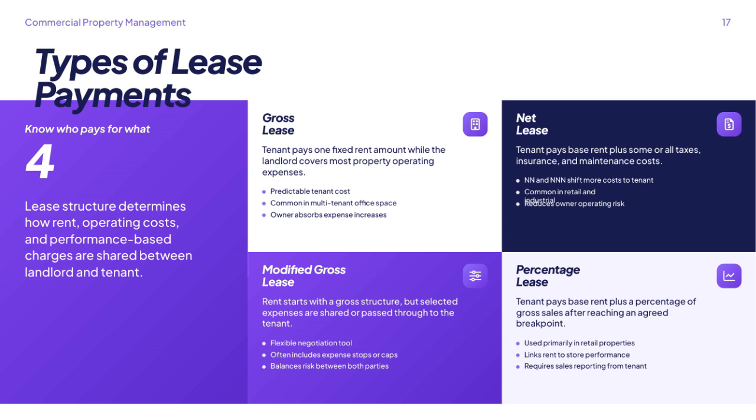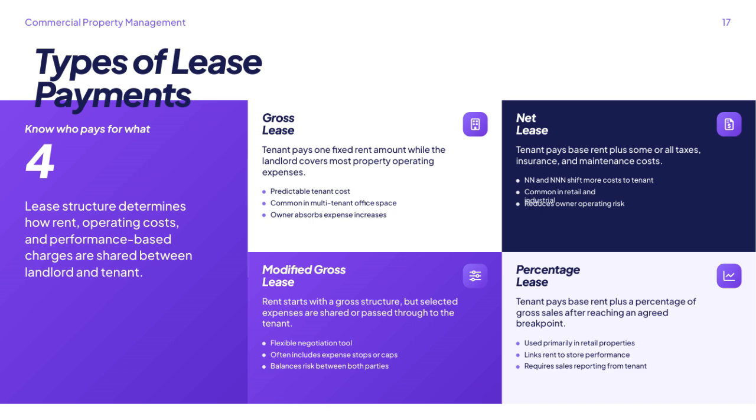Finally, the percentage lease is mostly used in retail settings. The tenant pays a base rent plus a percentage of gross sales once a predetermined sales breakpoint is reached. This ties rent directly to the store's performance and usually requires the tenant to provide sales reports to the landlord. Understanding these different types of lease payments is crucial for effective commercial property management and ensuring that both parties have clear expectations.